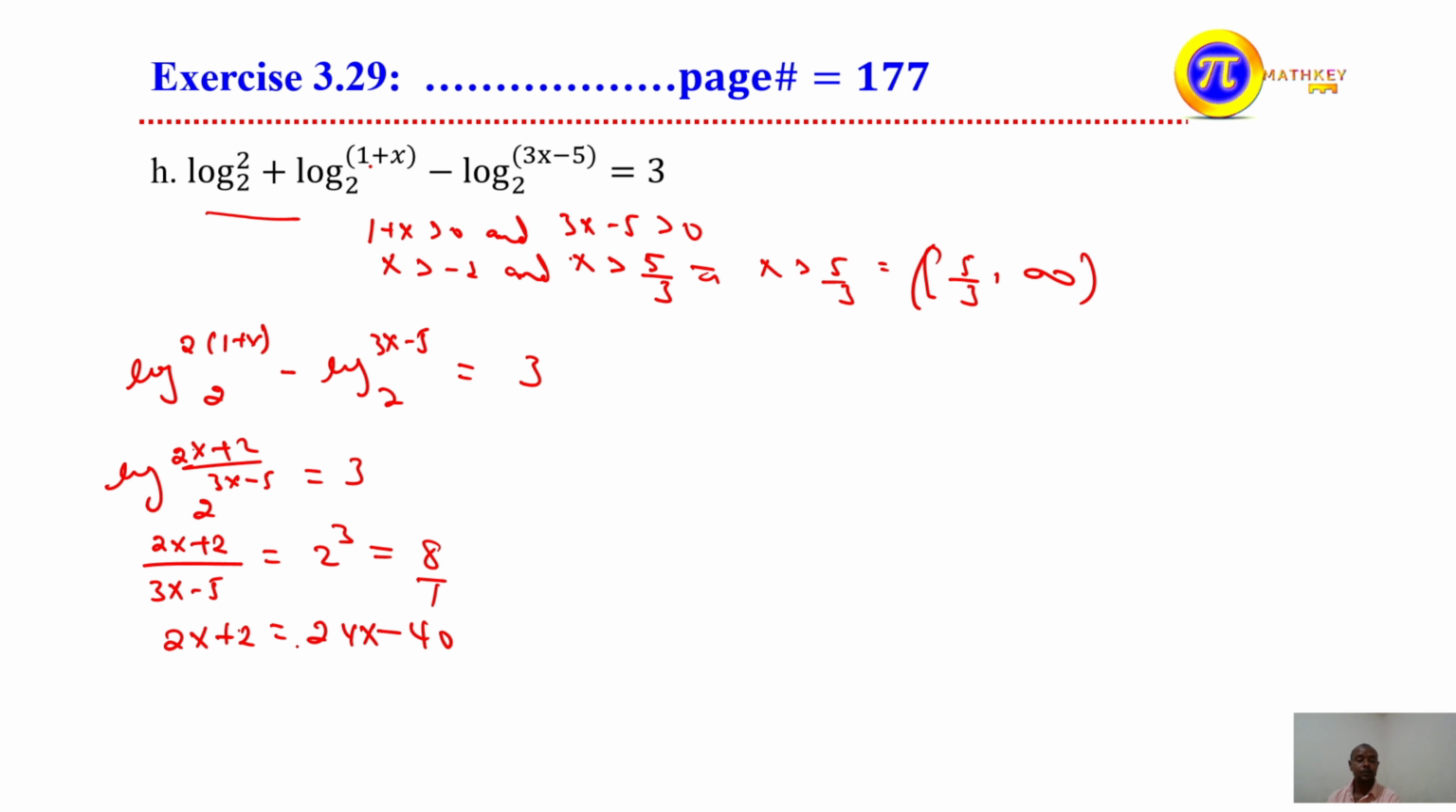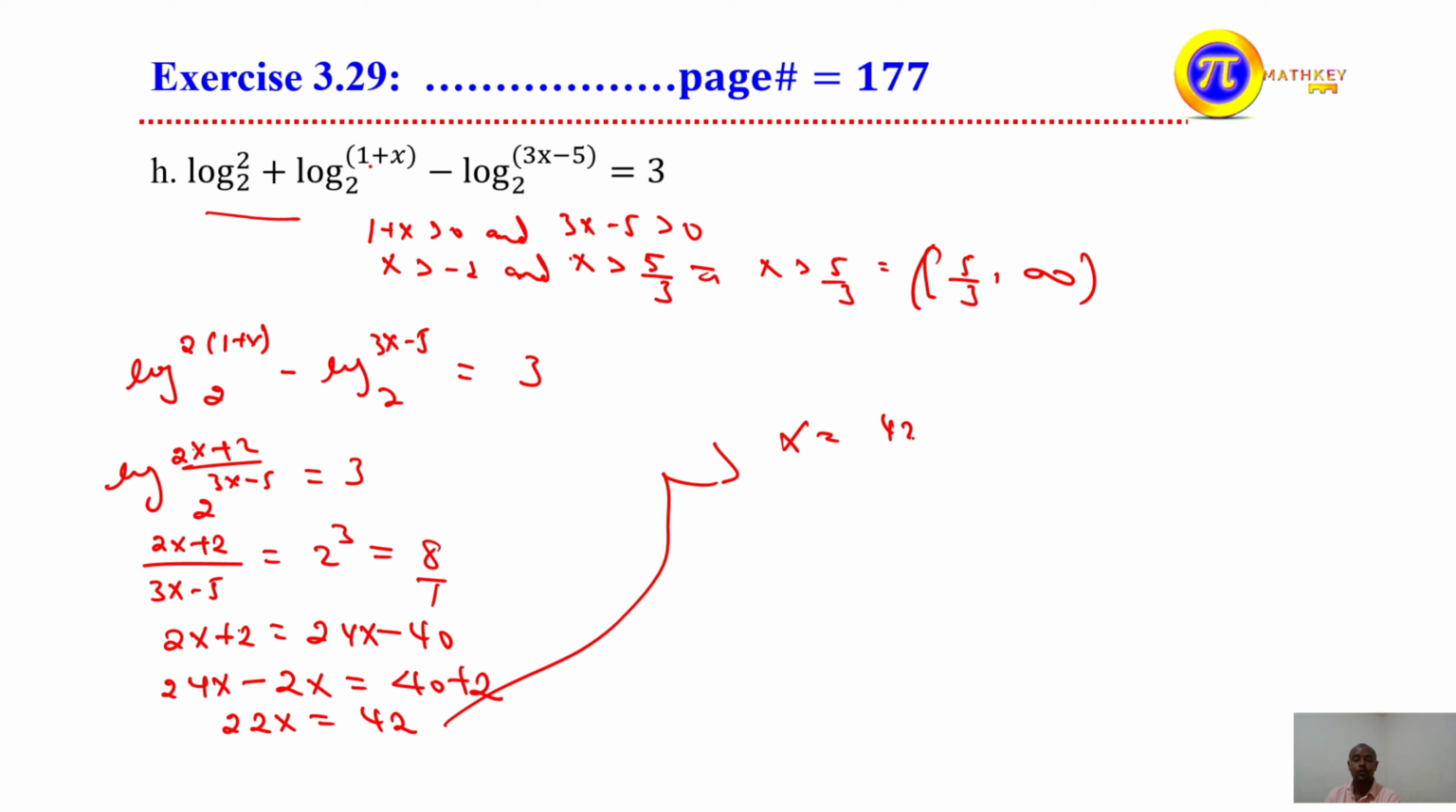Now collect similar terms, variable with variable, constant with constant. This means 24x minus 2x is equal to 40 plus 2, which gives 22x equal to 42. What is the value of x? x is equal to 42 divided by 22. Dividing by 2, here is 21, and here is 11. So the value for x is 21 over 11.